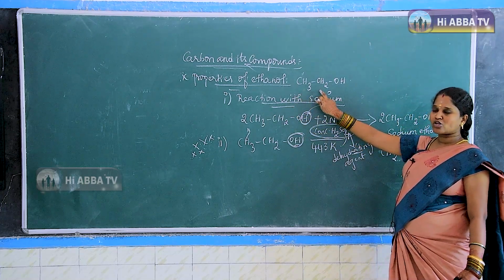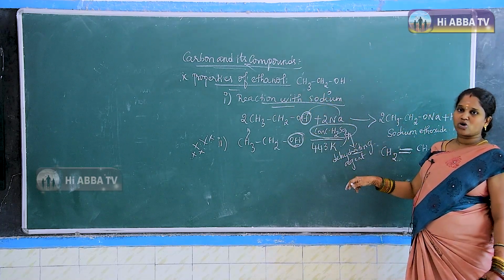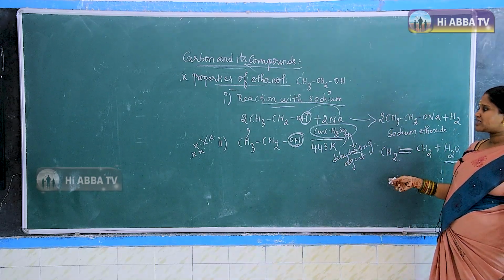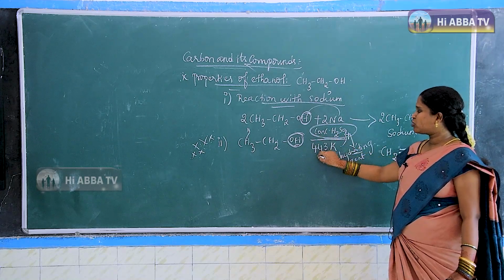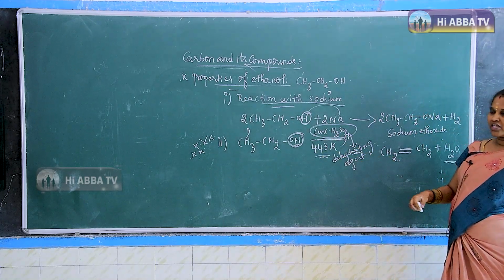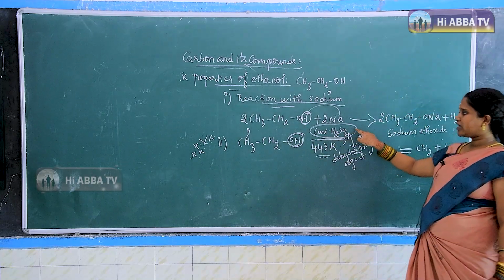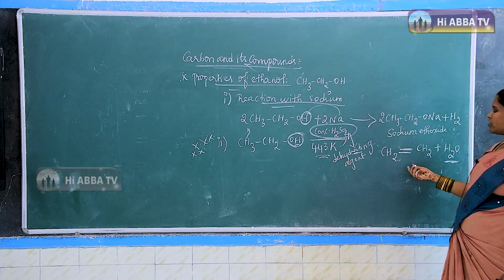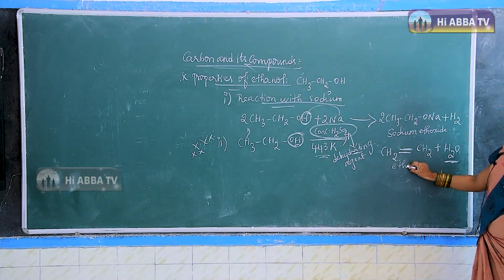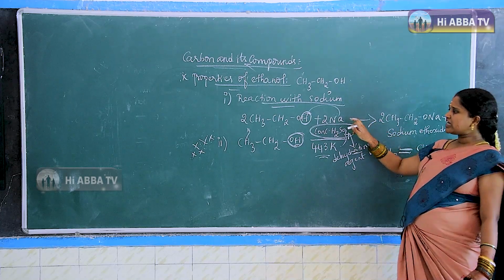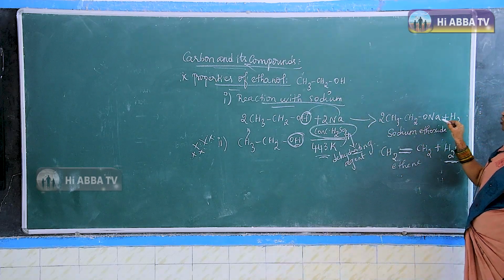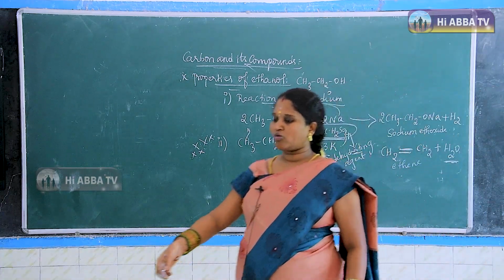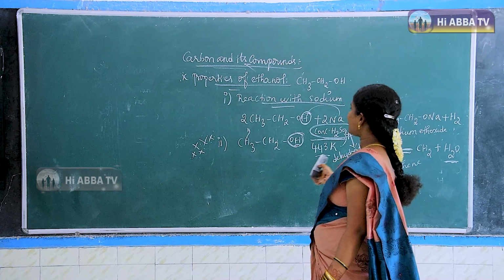So what are the properties of ethanol? 2 reactions we have to mainly concentrate on. One is the reaction with sodium, the other with concentrated sulfuric acid. This temperature you have to mainly concentrate on. It is 443 Kelvin. When ethanol is reacted with concentrated sulfuric acid at 443 Kelvin, we will be getting ethene plus water. And when it is reacted with sodium, sodium ethoxide and hydrogen will be obtained. These are the 2 formulas regarding the properties of ethanol.